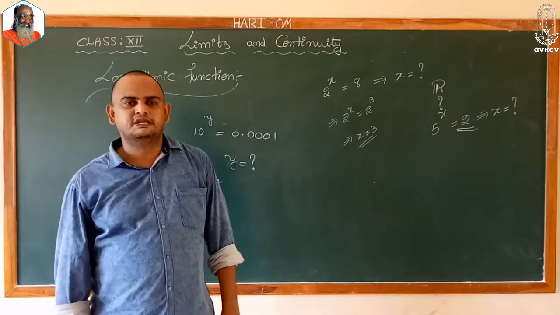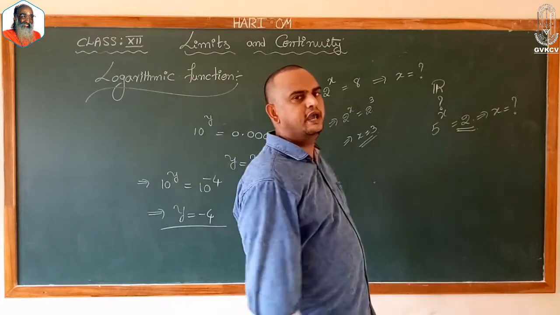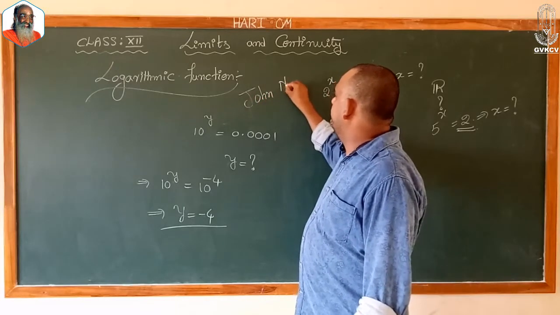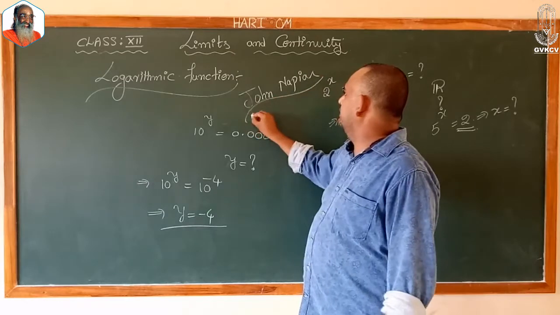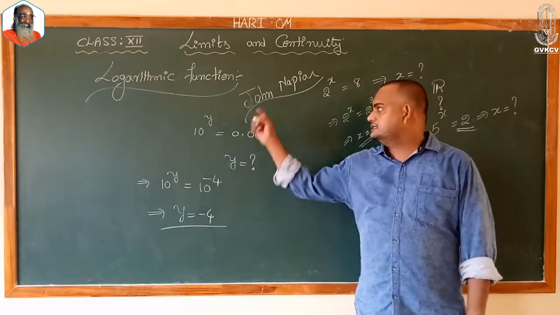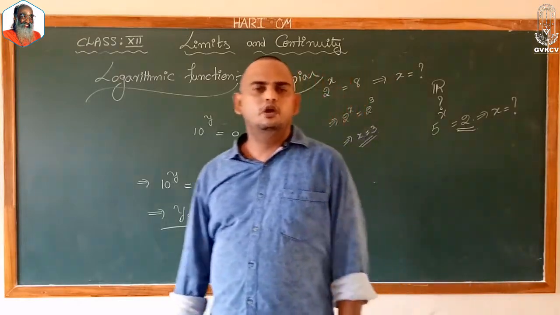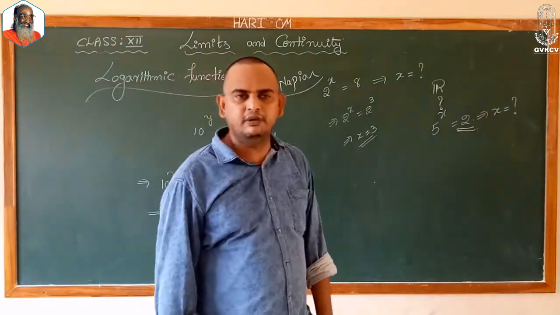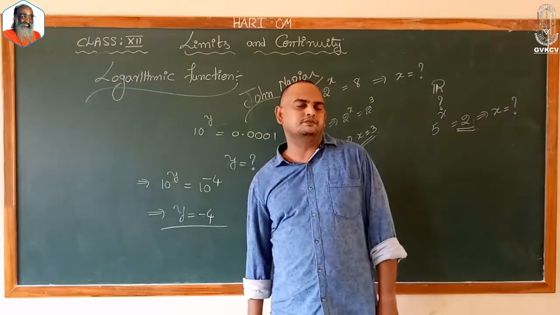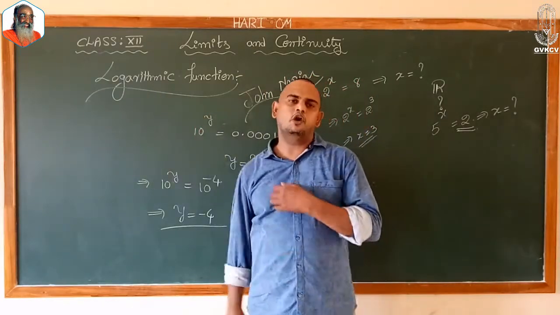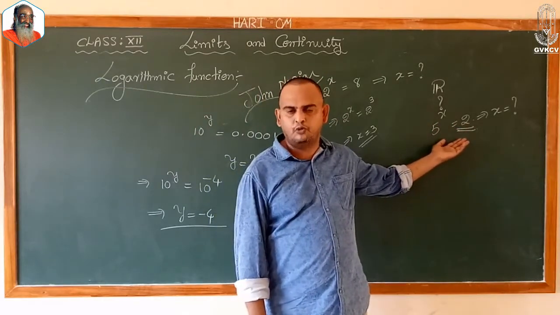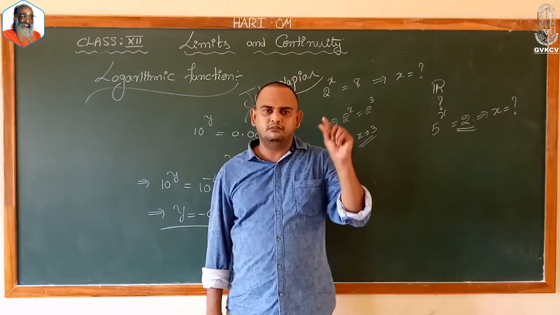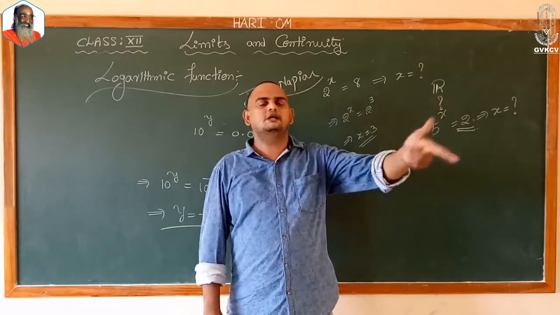That is the question that struck the mind of John Napier, the scientist who introduced the logarithm concept. John Napier is the mathematician who introduced logarithms. Now, what is the advantage of the logarithm in solving this kind of problem? Here I have 5 power x is equal to 2, so how to find the value of x? I have to take some real number for x. What is that real number?